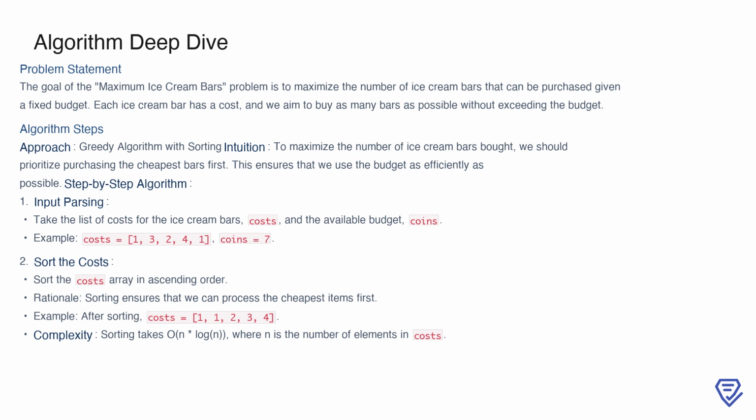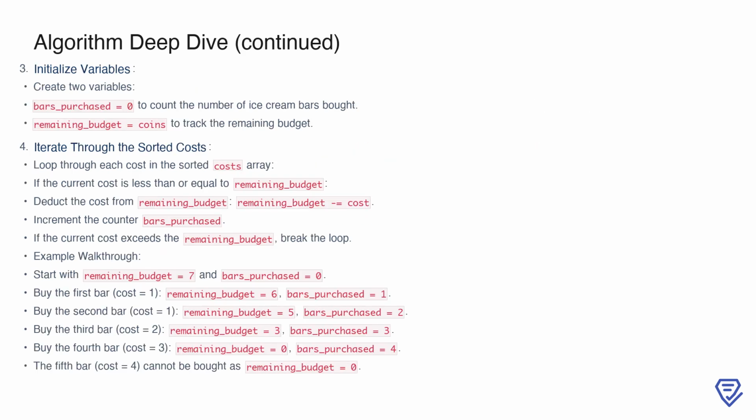This sorting operation has a time complexity of O(n log n), where n is the number of items in the costs array, but it is a necessary step for our greedy approach to work effectively. Now that the costs are sorted, we initialize two variables. The first is bars_purchased, which starts at 0 and keeps track of the number of ice cream bars we've bought so far. The second is remaining_budget, which is initially set to the total budget, or coins, and tracks how much money we have left as we make purchases.